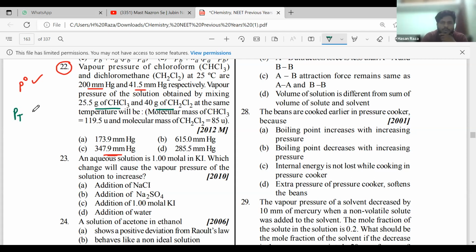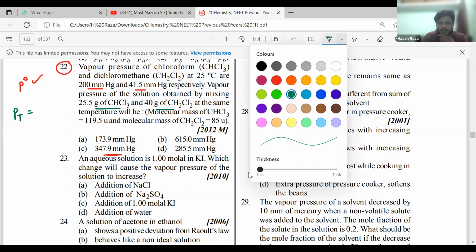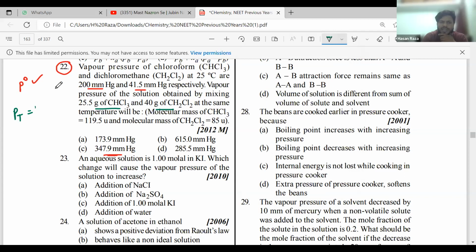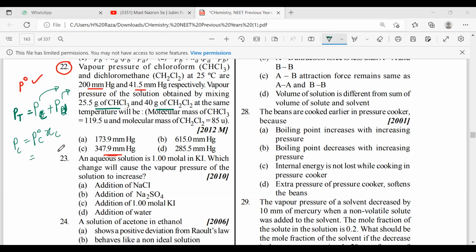PT will be equal to PA plus PB. We can take A for chloroform and B for dichloromethane. I am going to represent chloroform by C and dichloromethane by D. So PC will be equal to P naught C into the mole fraction of C. The pure pressure P naught C is given as 200.